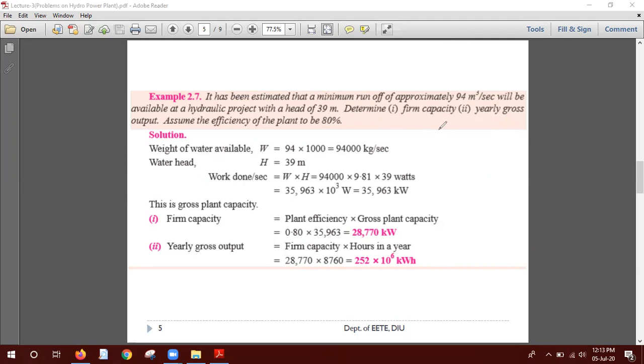So my students, first of all, in our book the mathematics is not properly organized, so you just follow my instructions. First of all, we need to find out how much weight. In the question, you can see that we don't have the weight. We have only 94 meter cube, which is a volume. So how to find out the weight from this volume? Always remember that for water, 1 meter cube volume of water is equal to 1000 kg of water.